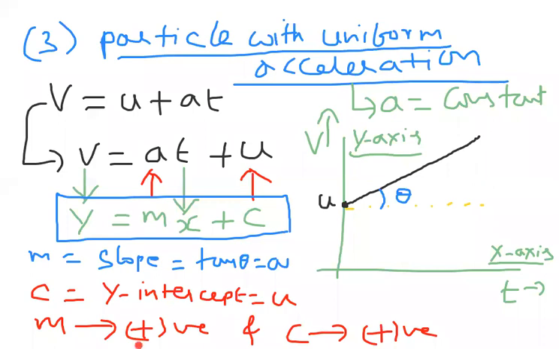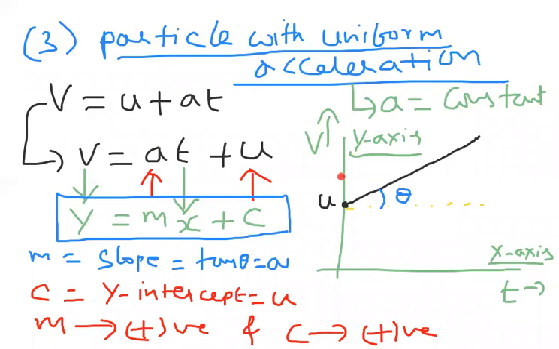And m is positive here. Observe, before a there is no negative sign, it is positive. Before u also there is a positive sign. So both are positive, and a is constant here. This is the velocity taken on the y-axis, and time taken on the x-axis.